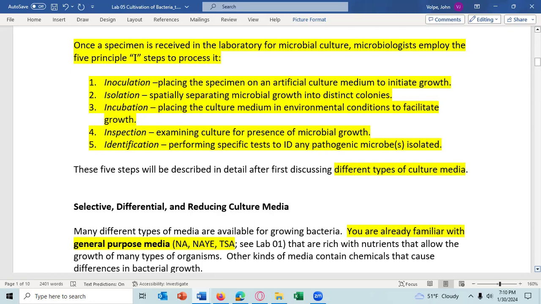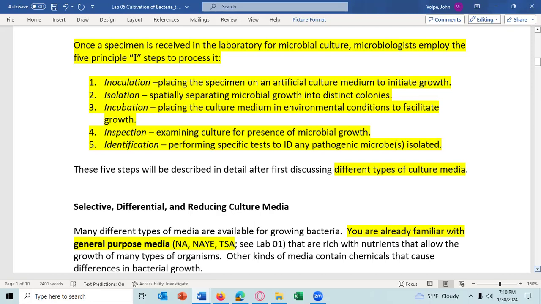3, incubation. That's the placing of the culture medium in an environment with conditions to facilitate the growth of the microbes. 4, inspection. After growing the culture, you then examine it for the presence of microbial growth and make a few rough characteristics and determinations as to what it might be. Not what it is, but narrow down what its possibilities could be.